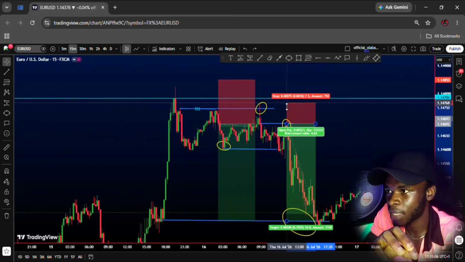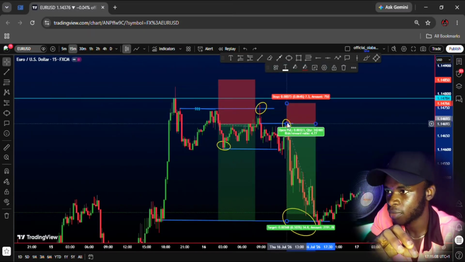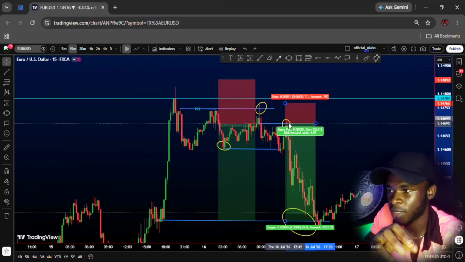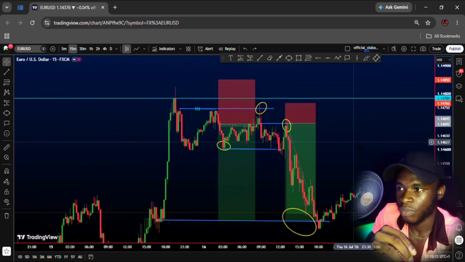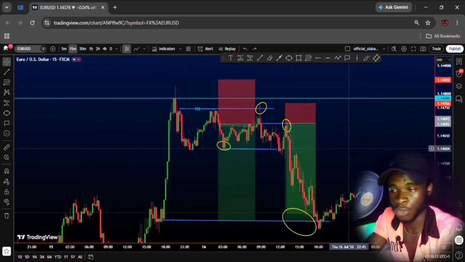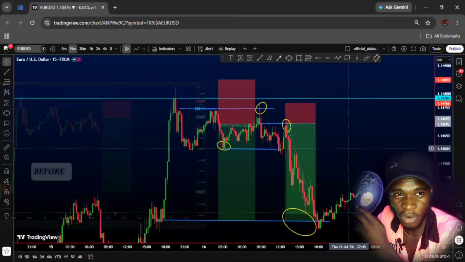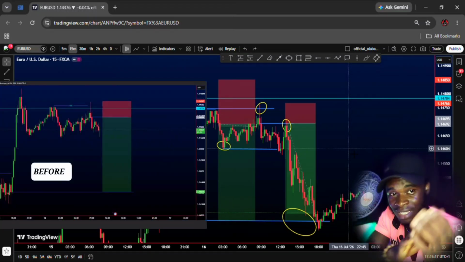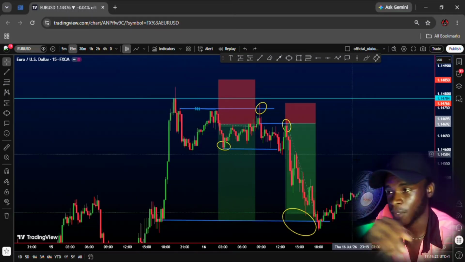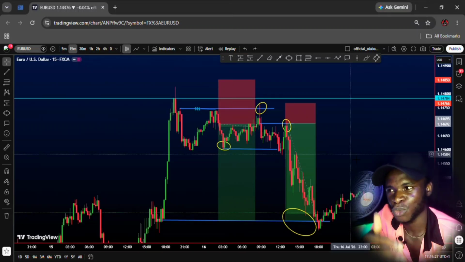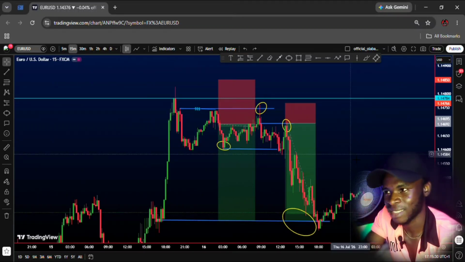Yes, my trade was about 5R. You can see on the left side of the screen here, the before of the trade. This is the before, and this is the after of the trade. This is how it played out. So I'm not capping here. This is what I do again and again, and it's very simple.